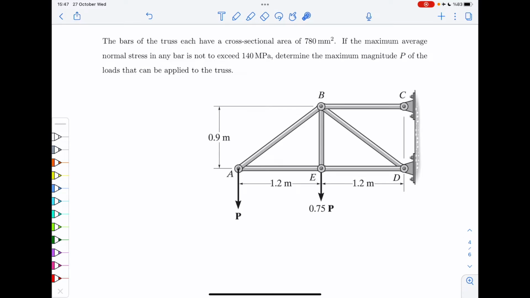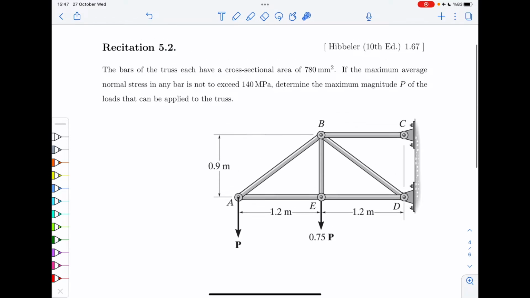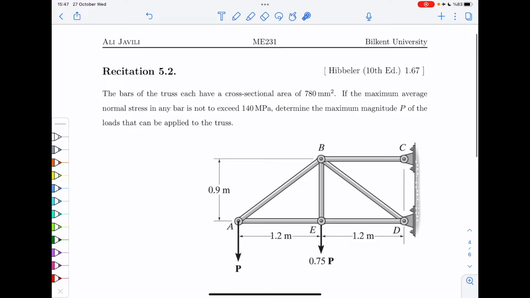The second exercise today is the following. You are given a truss structure, and you know that all the members of this truss structure have identical cross sections of 780 millimeters squared. But you want to make sure that the stress in each of the members is less than 140 megapascal.